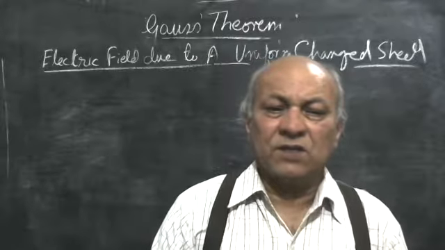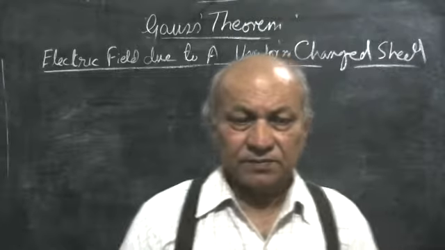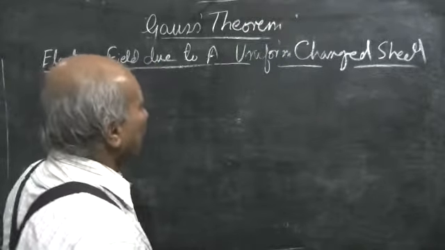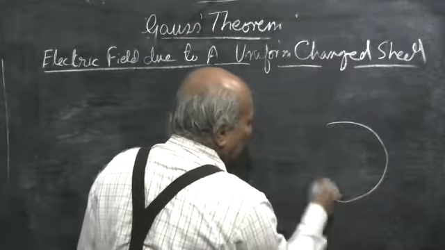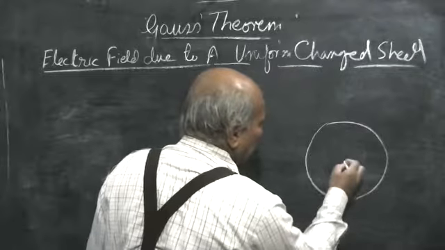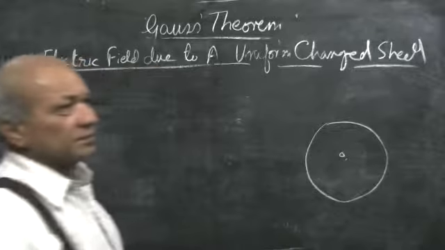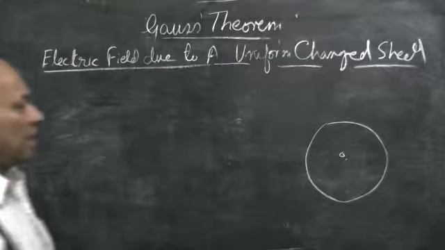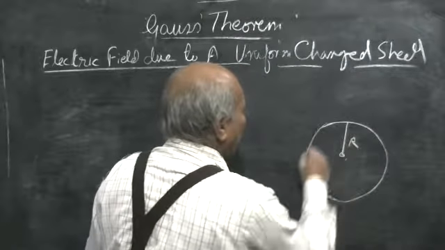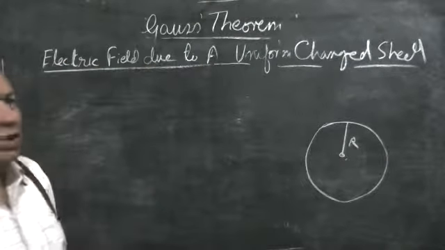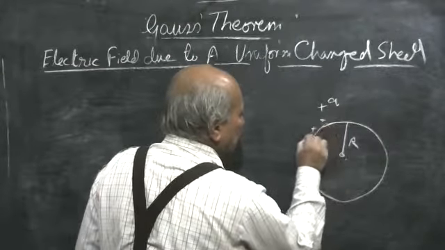Hello everybody, electric field due to a charged shell. Now take a shell whose center is this O and its radius is R. Plus Q charge is given to this shell.